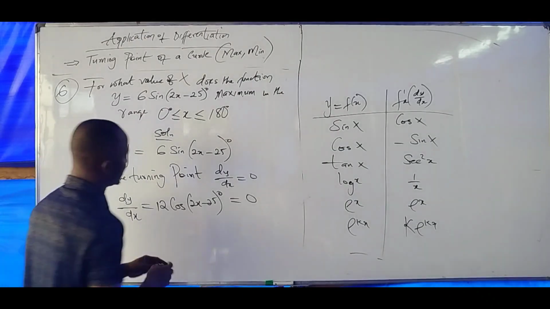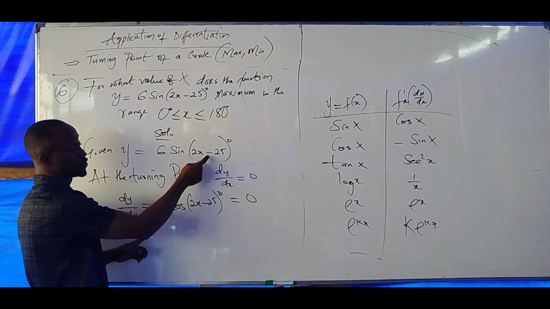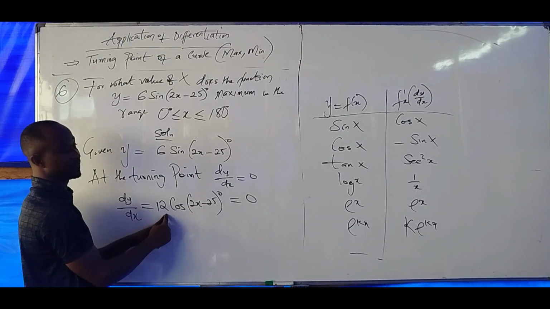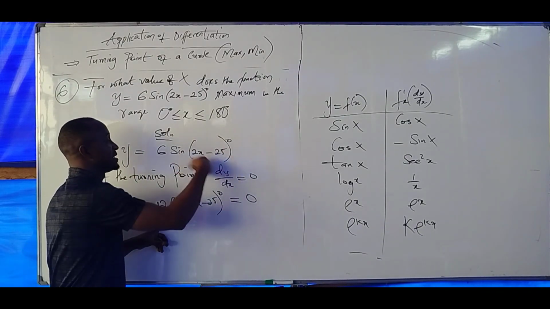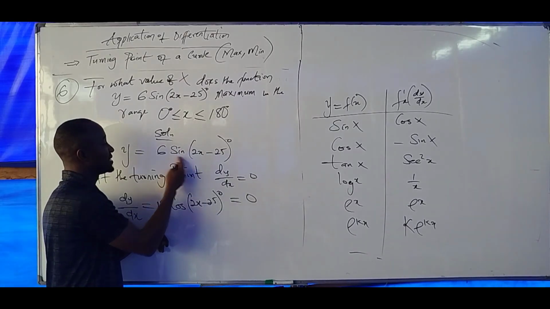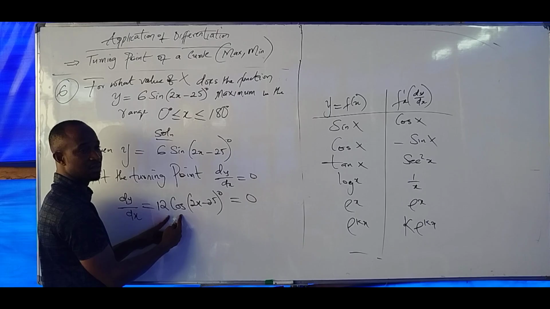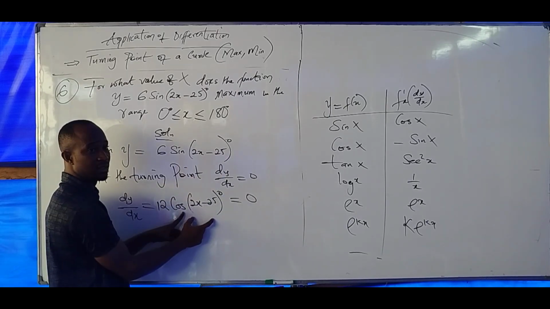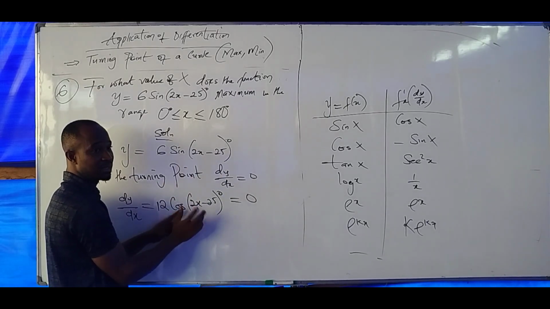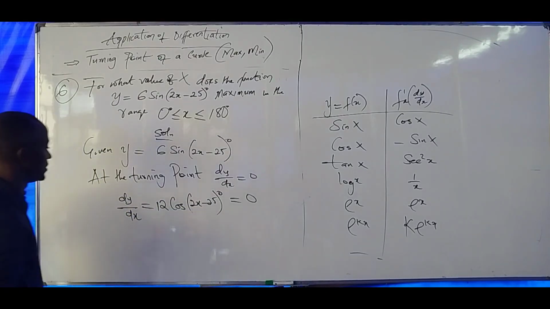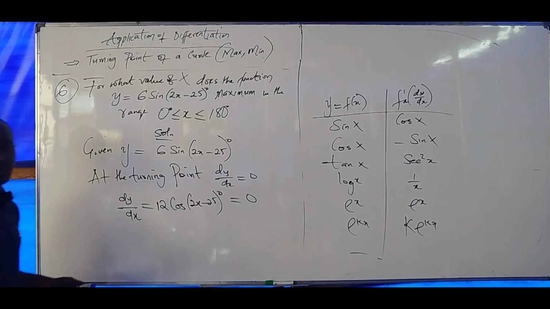When you differentiate this, this is 2, right? 2 times 6 is 12. Then differentiate, take it as a single entity. Differentiate sin, what you have is cos. Then repeat what you have here. That is just off. You get this? Are you following?